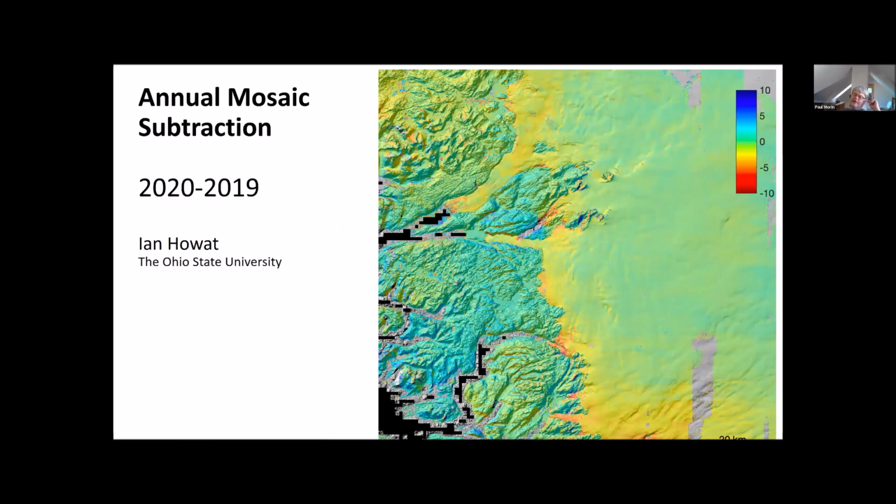Ian Howat's doing something similar, but instead of the rate, he's looking at overall structure from year to year. So Ian's making elevation mosaics on an annual basis for all of Greenland and then subtracting it. So this is 2019 subtracted from 2020, and you can go in on a 10 meter grid cell basis and see exactly where things are changing. And you can see, where you have something green here, it's not changing, generally because that's the rock, that's the vegetation. It doesn't change all that much.